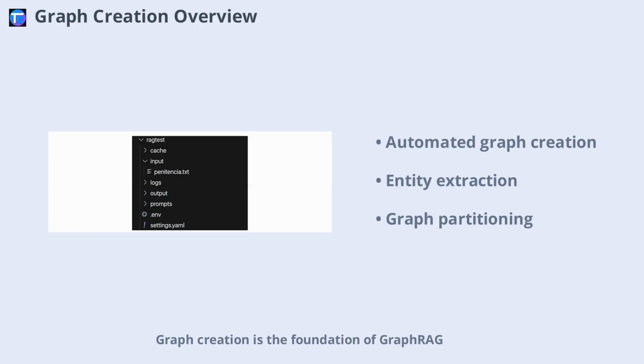Graph creation is the foundation of GraphRAG. This process involves extracting entities and relationships from your documents and organizing them into a structured graph. The workflow is automated. You simply run a command, and the system takes care of entity extraction and graph partitioning. These steps are handled by dedicated modules in the GraphRAG project. The result is a rich, interconnected knowledge graph that captures the key elements and their relationships within your data. Next, let's break down entity extraction in detail.